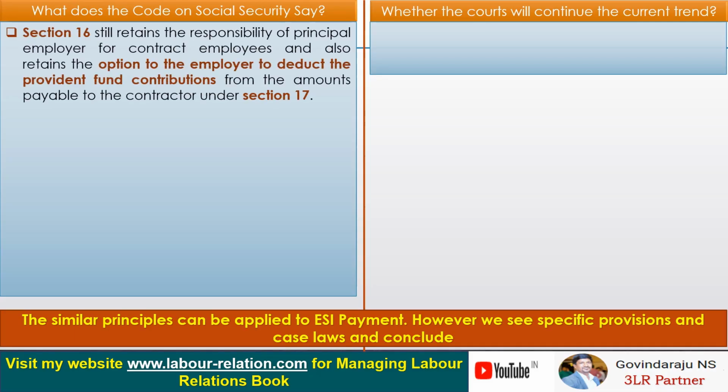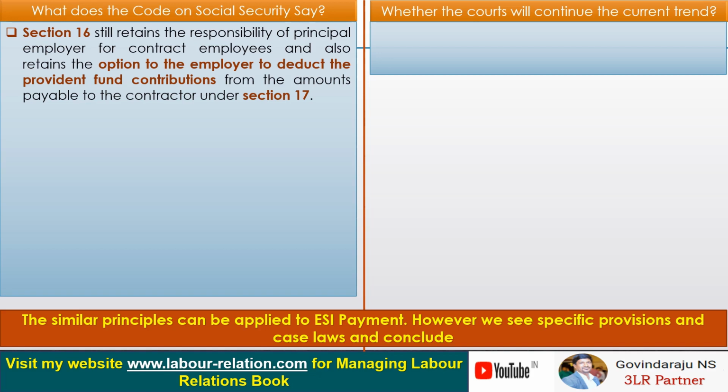If you look at the labor codes, especially the Code on Social Security 2020, section 16 still retains the responsibility of the principal employer for contract employees, and also retains the option for the employer to deduct the provident fund contributions from the amounts payable to the contractor under section 17.